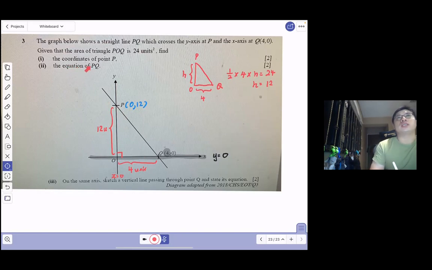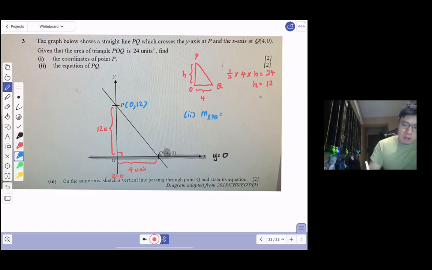Part 2, what is the equation of PQ? To find the equation of PQ, let's find the gradient of line PQ first. I'm just going to use rise over run. You can see that the rise here is negative 12, the run is 4. So it is negative 12 over 4, which is negative 3.